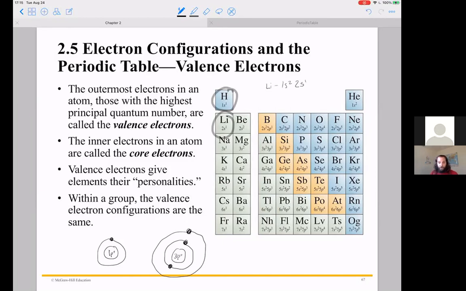Okay, and we could draw the same thing with sodium. It has one 3s electron. Potassium has one 4s electron. Okay, everything in that first column has one valence electron. And again, that's the number of electrons corresponding to that highest principal quantum number in the electron configuration, okay?